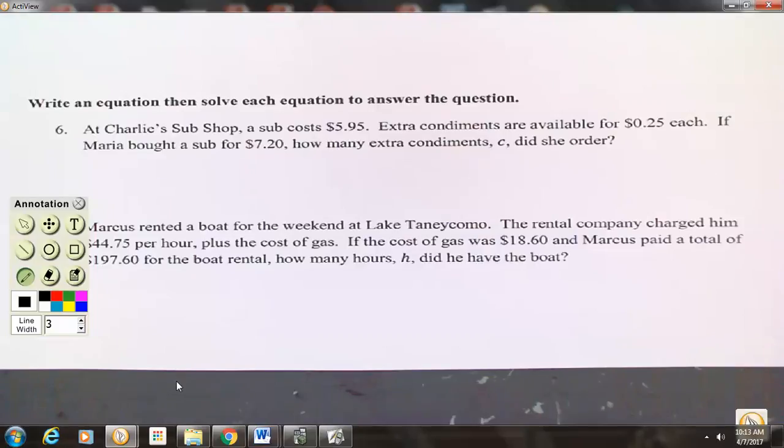We know the sub is going to cost $5.95 plus they're going to add on some condiments. We know that Maria's going to put some on there. We don't know how many, right? How much does each of those condiments cost? 25 cents. So 0.25, 25 cents times X. Actually, we don't want to use X. What do they tell us the condiments are for? C.